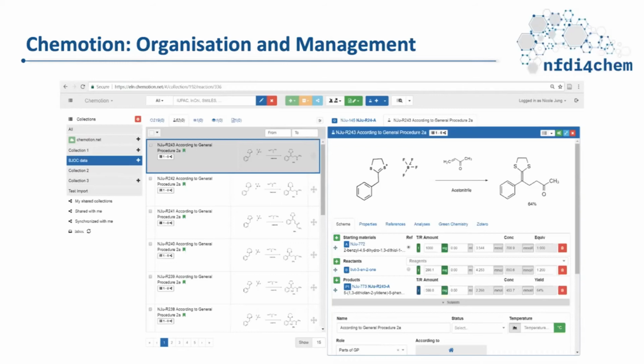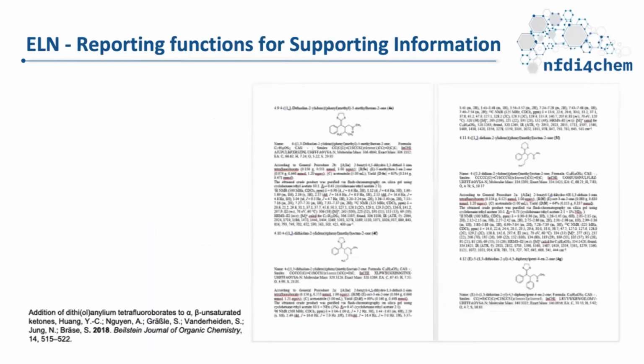Another key aspect is being able to document directly within Chemotion without having to use a third-party tool. So Chemotion is equipped with a lot of functionality in terms of report generation. These reports can directly be exported to the supplementary supporting information within the publication that you would do.